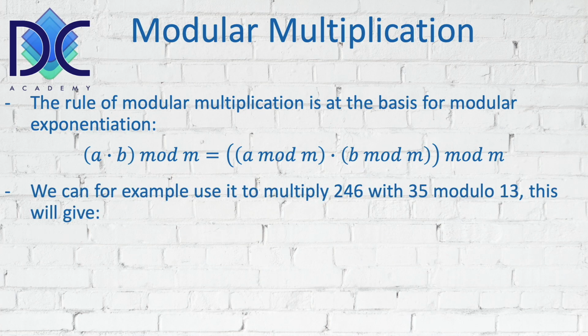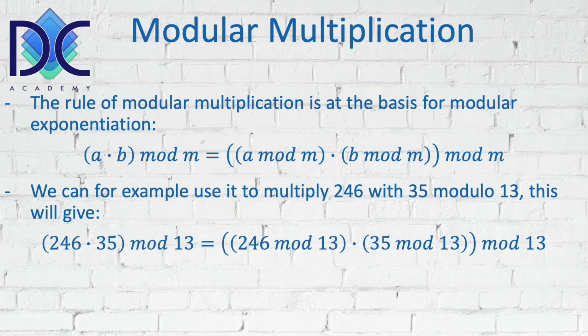Now, when we multiply, for example, 246 with 35 modulo 13, this will give 246 times 35 modulus 13, and then we first calculate 246 modulus 13 multiplied with 35 modulus 13. So we calculate 246 modulus 13 and 35 modulus 13, we multiply them, and then we apply modulus 13 on that product.